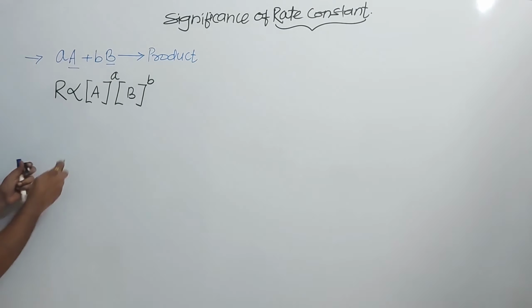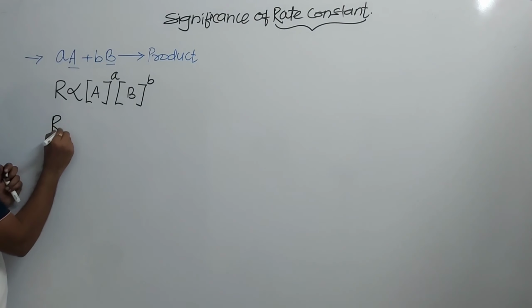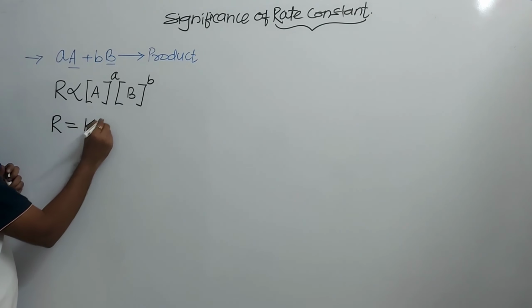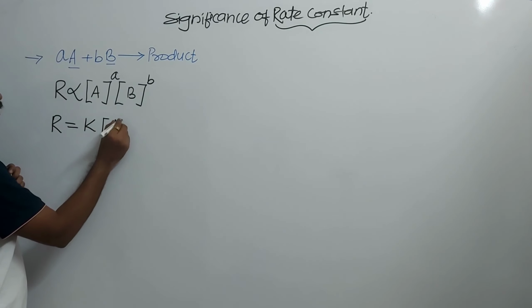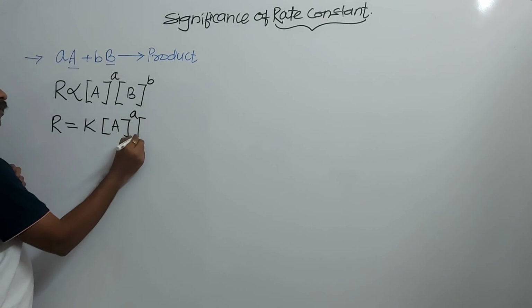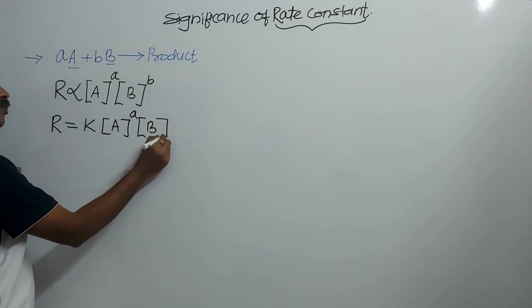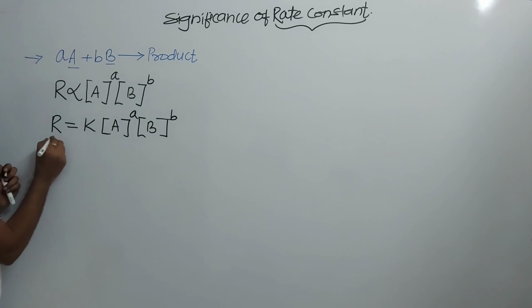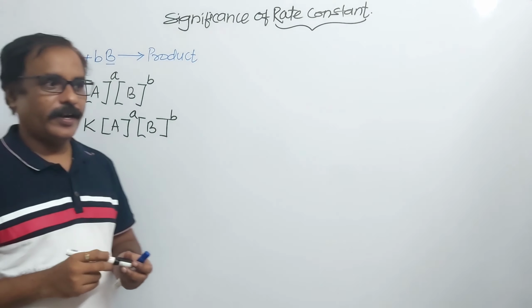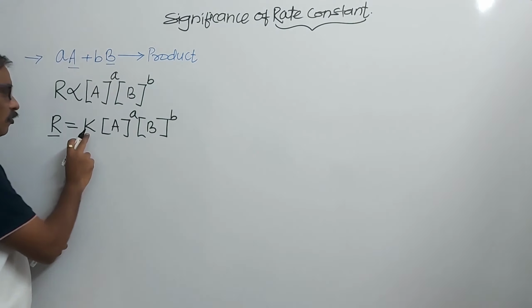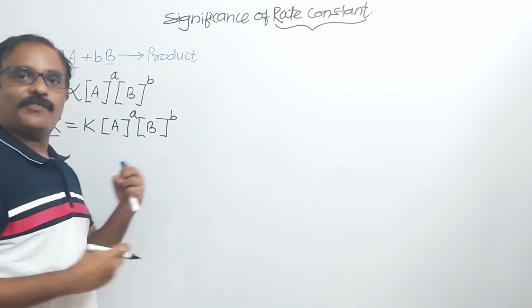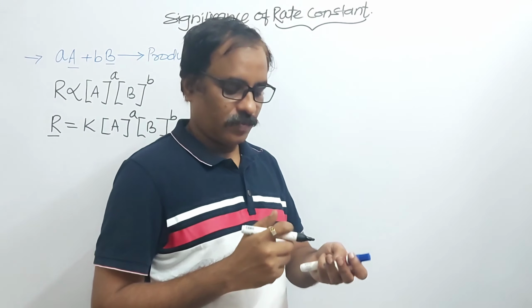In the same equation we can write R is equal to K into concentration of A to the power a into concentration of B to the power b. R is the rate of reaction and K is the rate constant. This is the rate constant. Now we have to find its significance, isn't it?